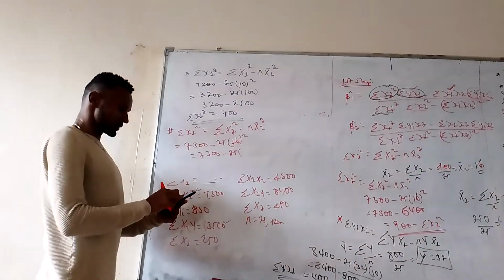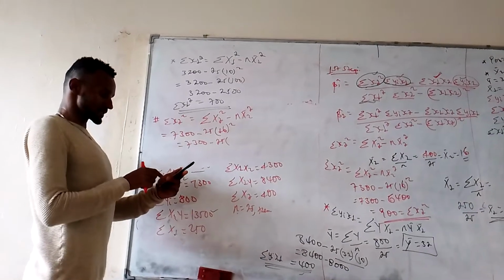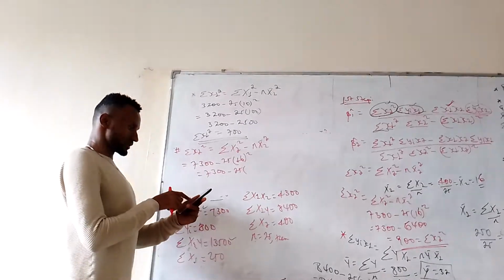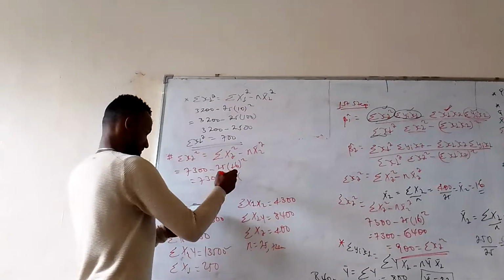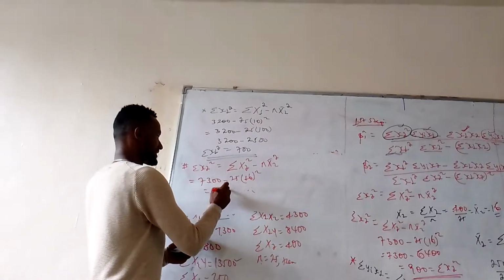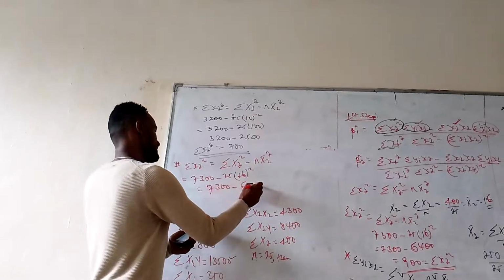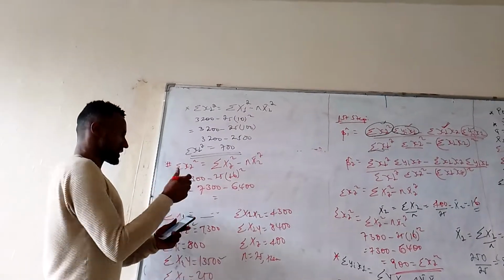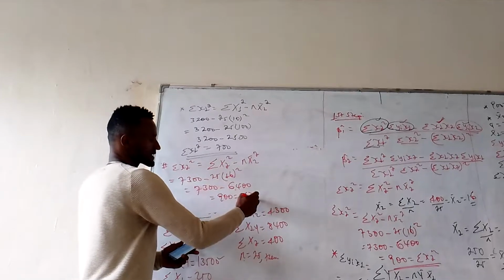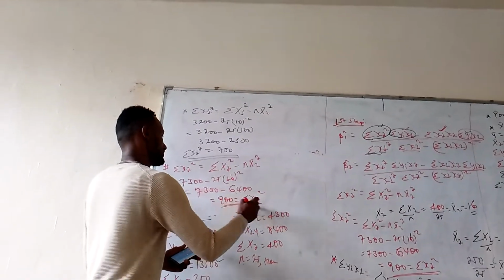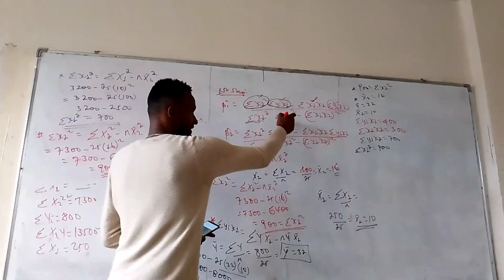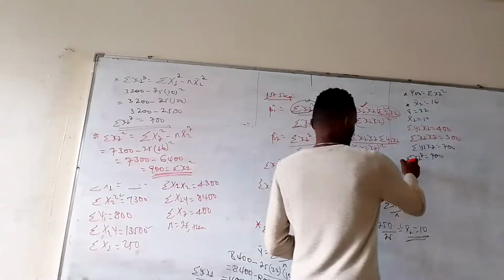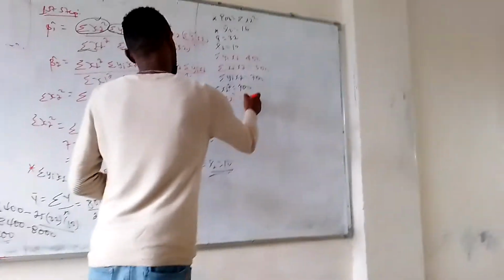So 16 squared times 25. This will be totally 7,300 minus 6,400. So the difference between these two terms is 900. So 900 is the value for what? The summation of x2 the whole square. Again, finally we complete here and get the value of the summation of x2 the whole square for the sample values. So let me document that the summation of x2 the whole square equals 900.